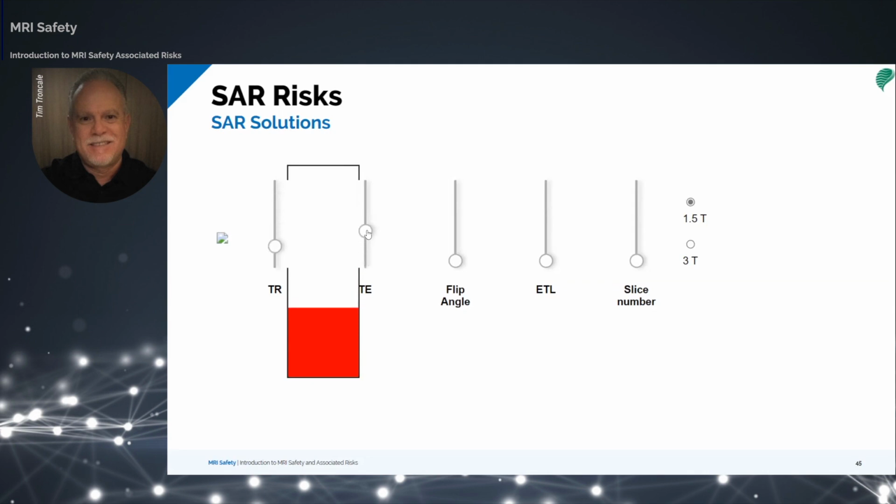Same thing with the TE. As TE goes up, SAR goes down because of the longer delay period in the echo time to record the echo, again, more time for tissue to dissipate the heat. However, with flip angle, as the flip angle increases, it's a direct proportion, the SAR increases. The same thing with echo train length. As ETL goes up, SAR goes up, and also the number of slices, obviously more excitations for more slices, so therefore they are directly related.